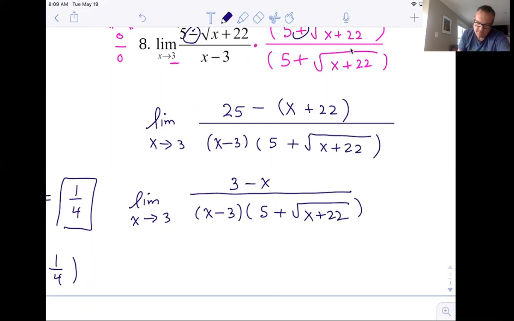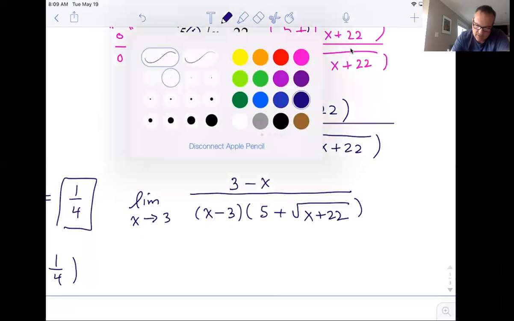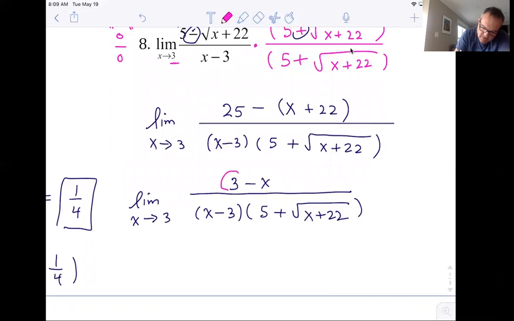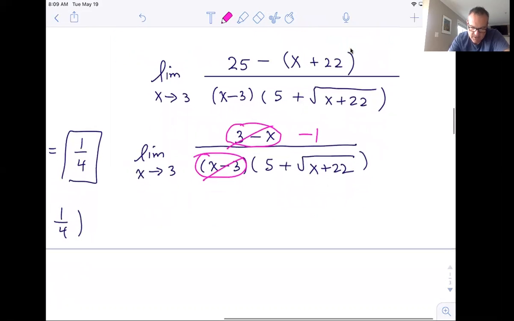Oops, there we go. And right now, it looks like I've got 3 minus x and x minus 3. Well, they're backwards around a minus sign. Those are negatives of one another, so they do cancel out. They cancel out to -1. So look for that math trick. Whenever you have two numbers surrounded by a minus sign, they're negatives of each other. They do cancel out. That got rid of the 0 over 0.